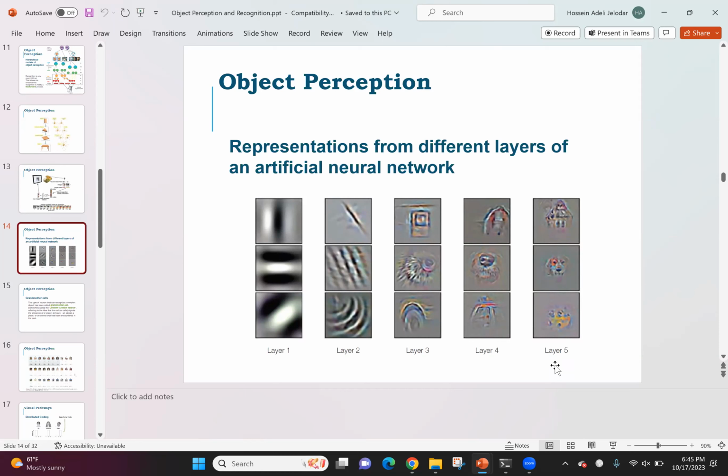Now you could look at different units in this artificial neural network. It's not a brain, and see what it is selective to. And that way you could tell if it's actually capturing the same hierarchy as the brain. That's the idea. So in an artificial neural network, you could find units in the higher layers that are selective for categories. That's what I'm trying to show.